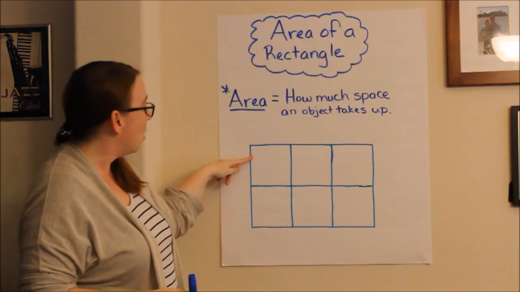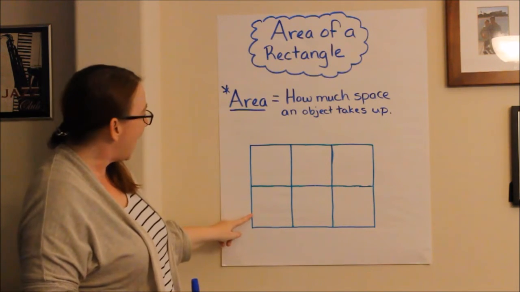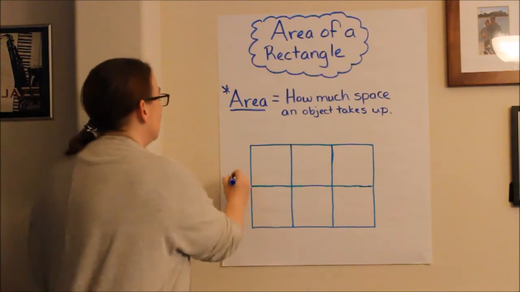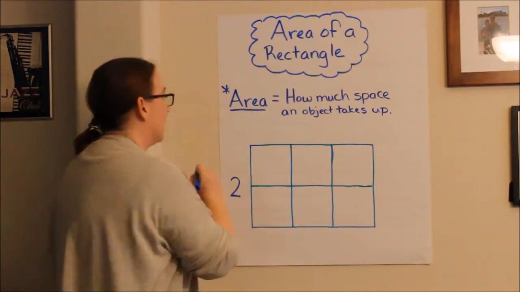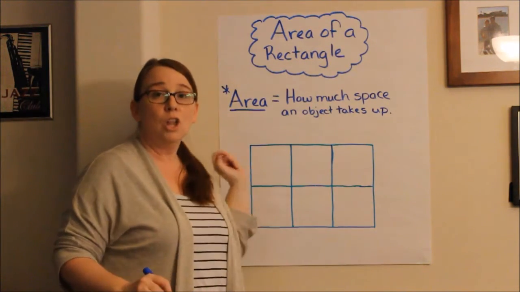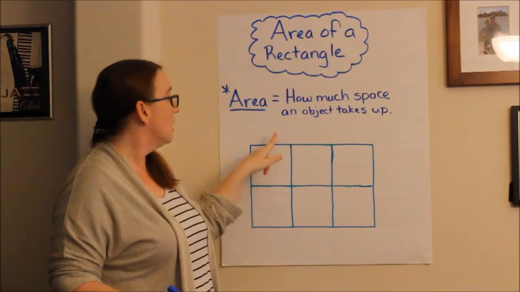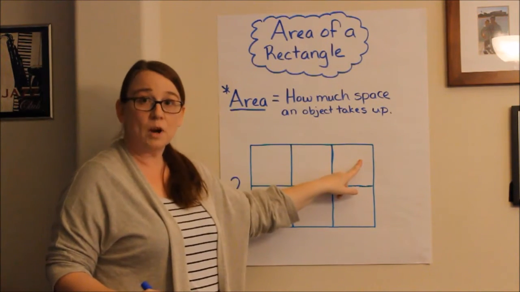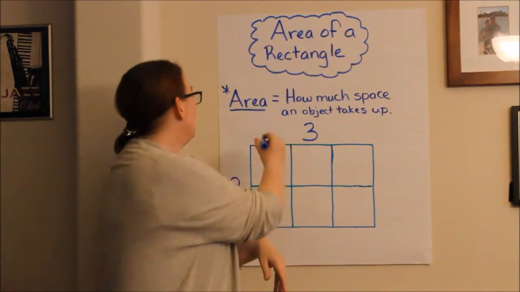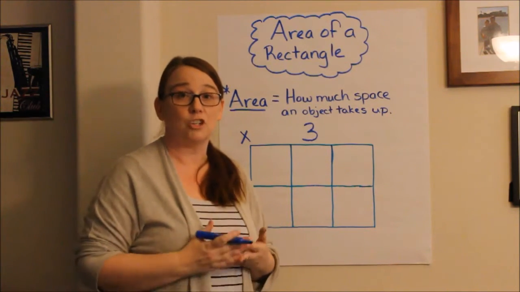So first I'm going to see how many rows there are or how long this is. And I notice, how tall is it? It is 1, 2 squares tall. So I'm going to label that side with a 2. And then I'm going to count how many squares long it is. So how long is this one? It is 1, 2, 3 squares long. So I'm going to label that with a 3. And then I'm just going to multiply those together using a multiplication equation.